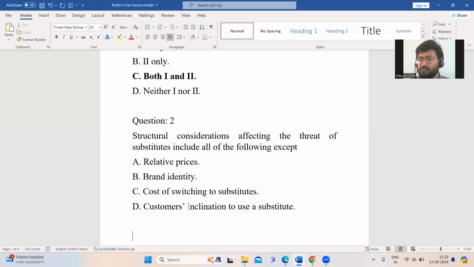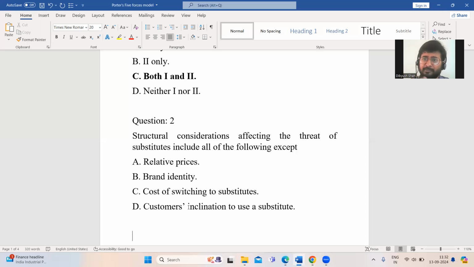Customers' inclination to use the substitute, of course, will impact the threat of substitutes. If the customer is willing to try different products, then the threat of substitutes will be really high.